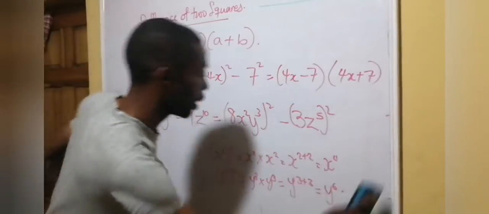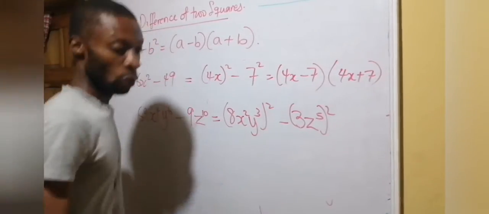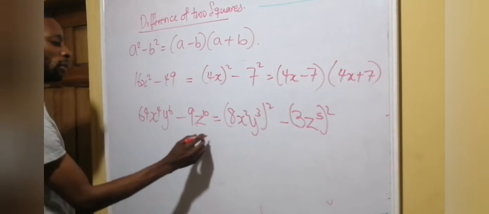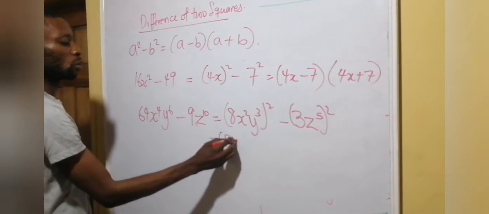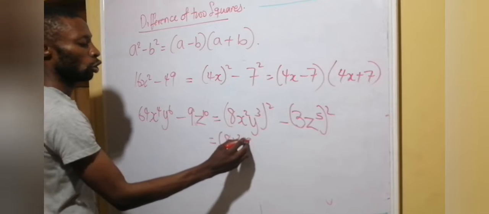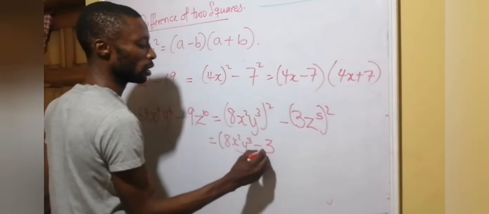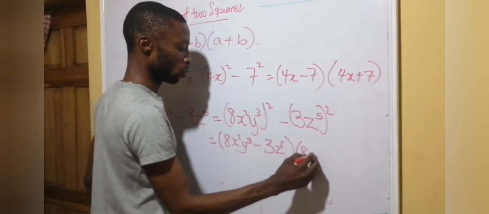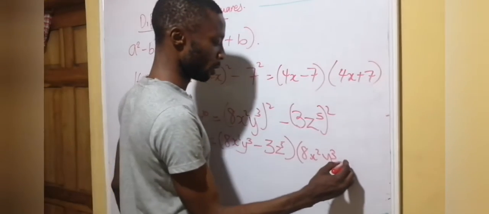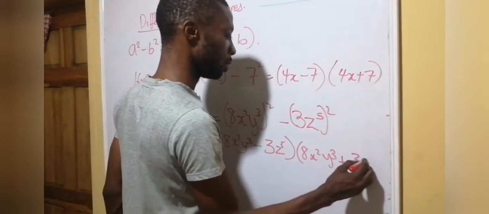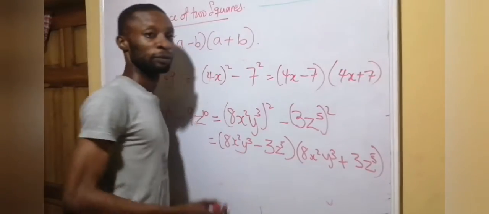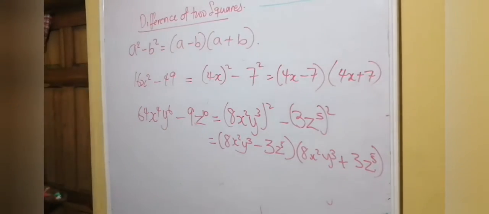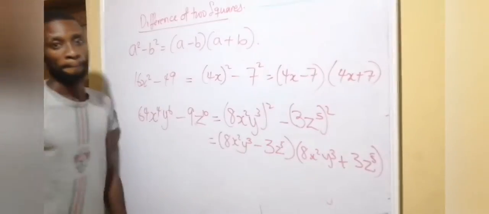So this will be easy. Let's jump to the answer. We have (8x squared y cubed minus 3z raised to power 5)(8x squared y cubed plus 3z raised to power 5). Voila! It's very, very simple to factorize this.